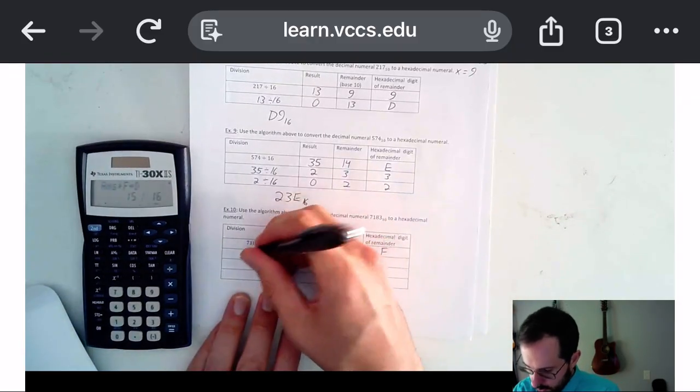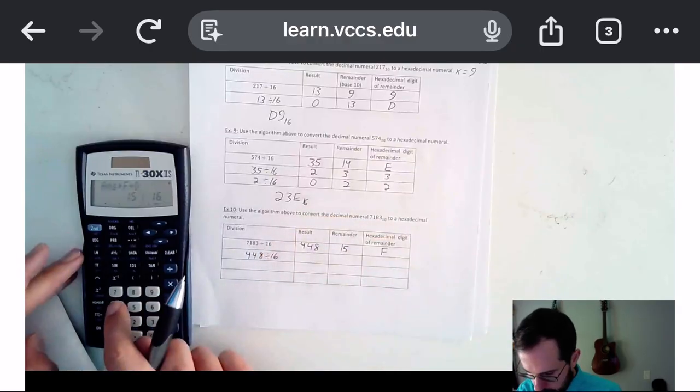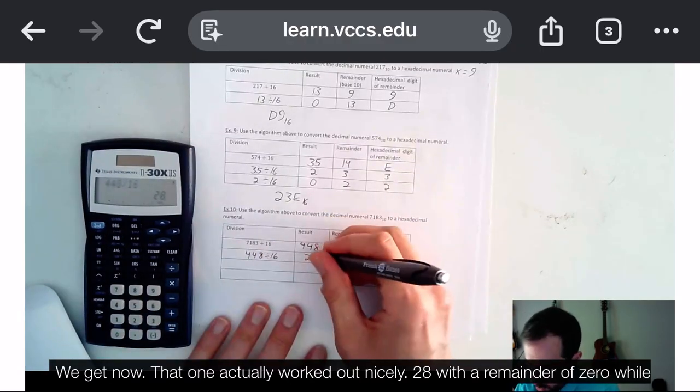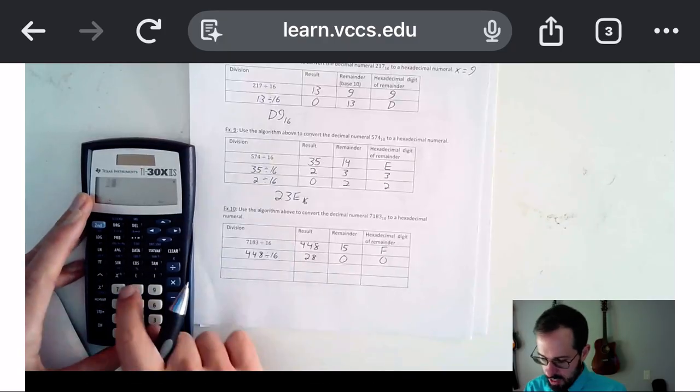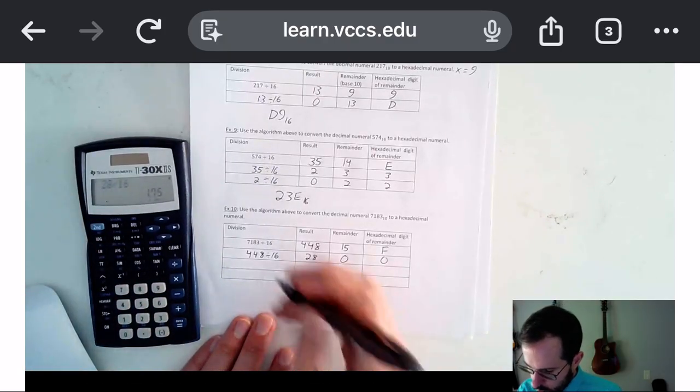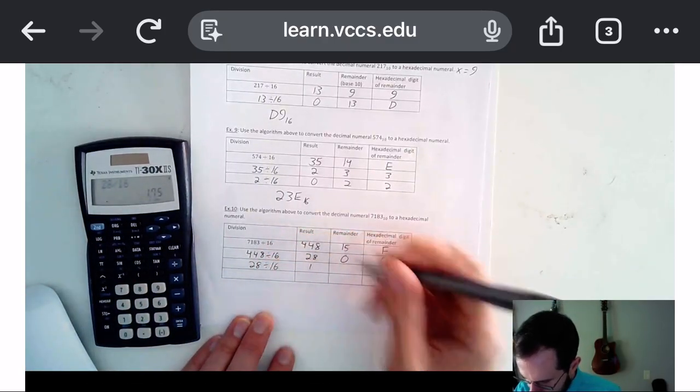Continue this process. 448 divided by 16, we get, oh, that one actually worked out nicely, 28 with a remainder of 0. Well, 0 in hexadecimal is also 0. Take 28 divided by 16, we get 1.75, so we get 1. Well, let's think about this.